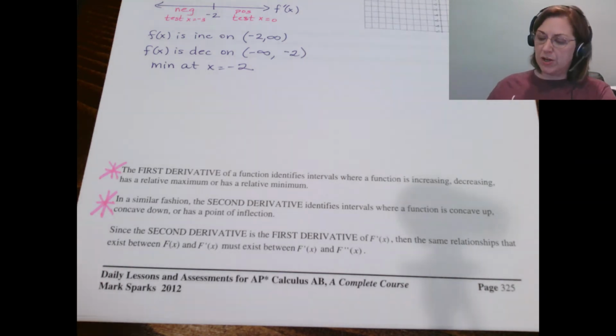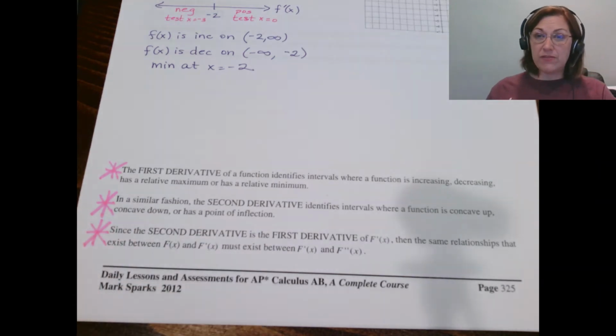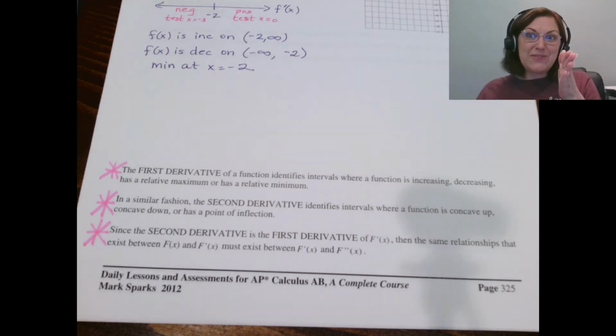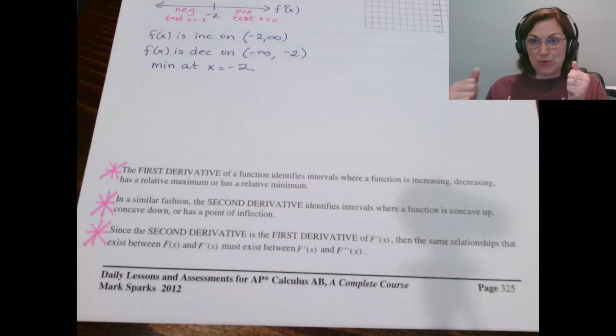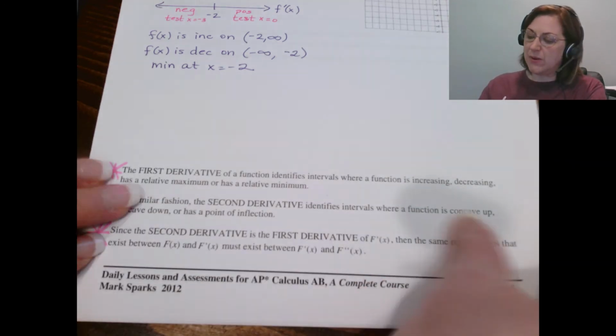But I also want you to see this last statement, which is very important. Since the second derivative is the first derivative of the derivative, all the same relationships between the function and the first derivative apply to the second derivative and the first derivative. I know that gets wordy, but I thought this was very, very important to point out for us.